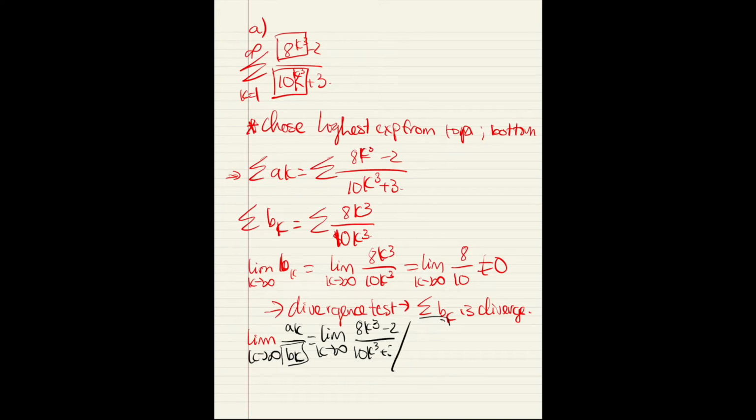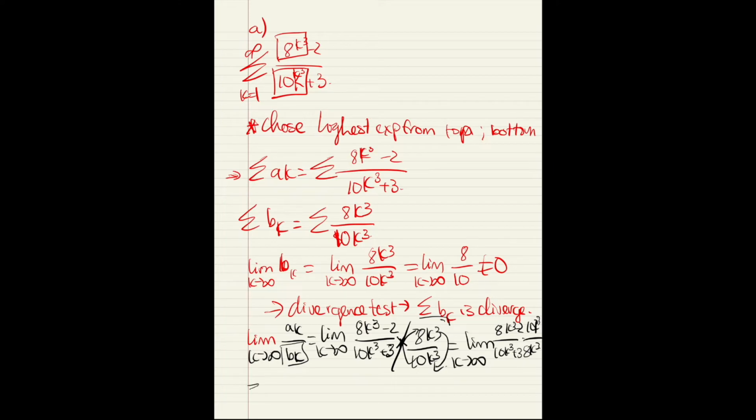So you divide by 8k^3 over 10k^3, which is just equal to the limit as k goes to infinity of (8k^3 - 2) over (10k^3 + 3) times 10k^3 over 8k^3. I just flip this one up and this one down, and then multiply.